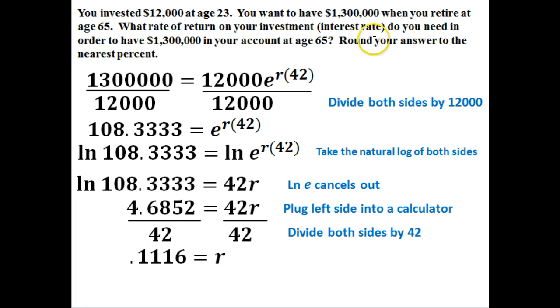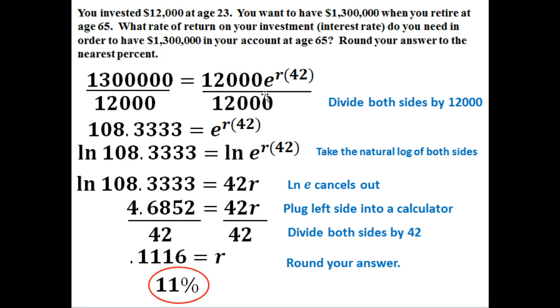Now it asks me to round the answer to the nearest percent, so I need to round this one. With the percent, remember it's a decimal, I move it over 2 spaces. So instead of having it in front, I just move it over 2. This will be 11.16%, but it asks me to round it to the nearest percent, so that's the nearest whole percent, which would be 11% in this case. So I need to have an 11% return in order for this $12,000 to grow into $1.3 million.